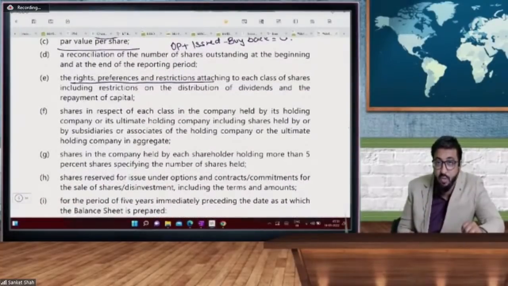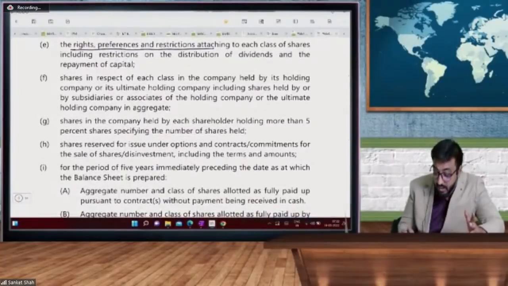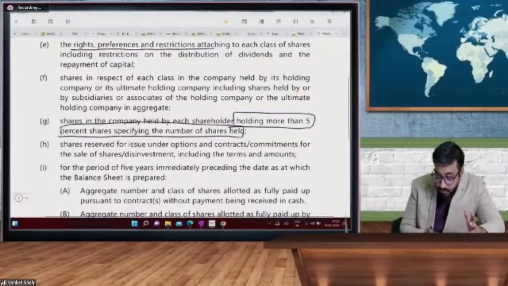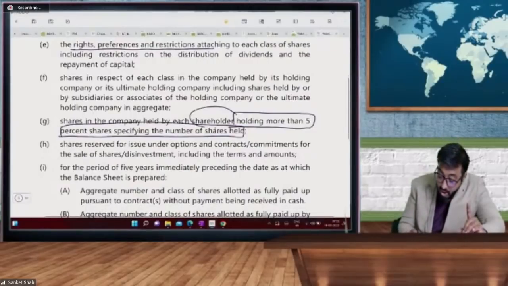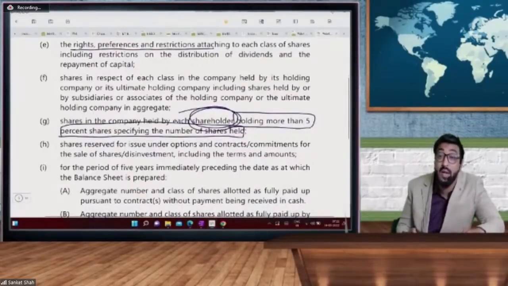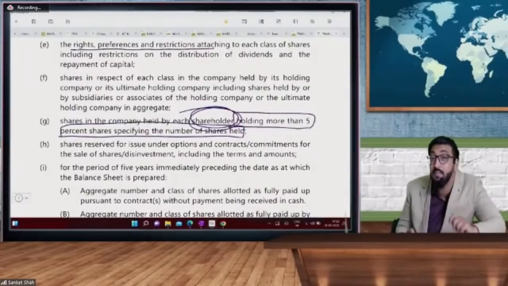Shares in respect of holding company and their subsidiary, then you have more than 5% shares. This is something very important. If you have more than 5% shares, you have to specify this number of shares. So remember, each shareholder who is having more than 5% shares, you have to describe their number of shares, their names in your financial statement, in your report. You have to write down their names also. So such shareholders who are holding more than 5% shares, so it's very important.